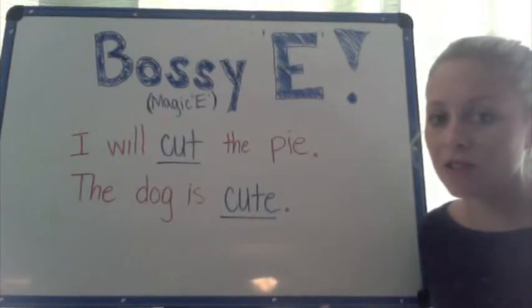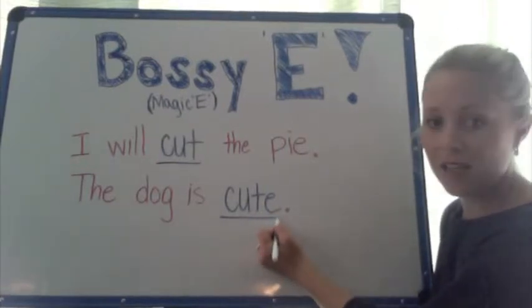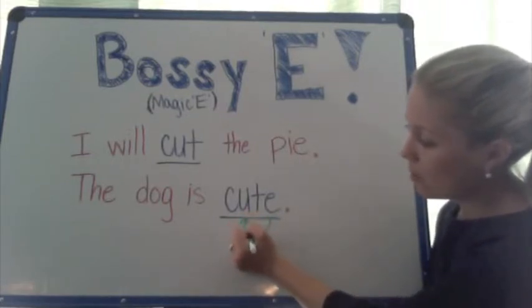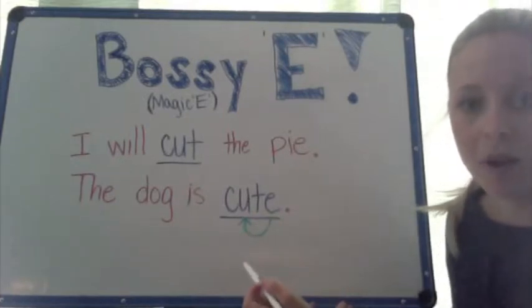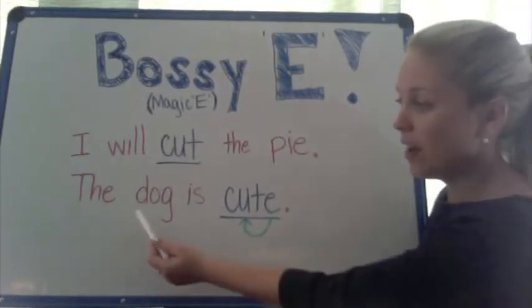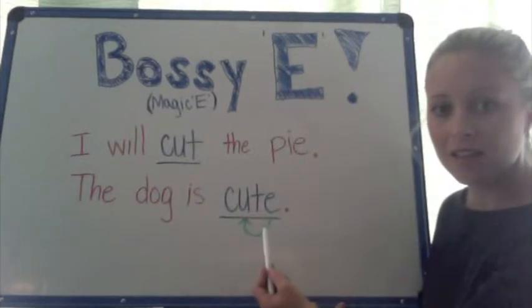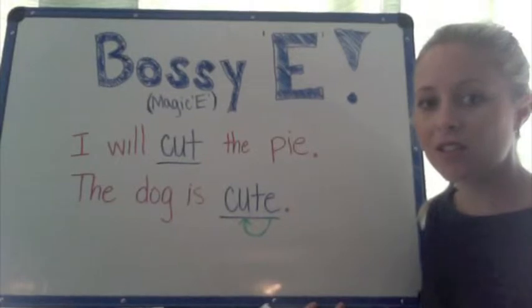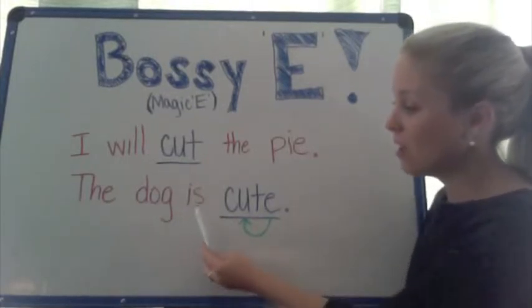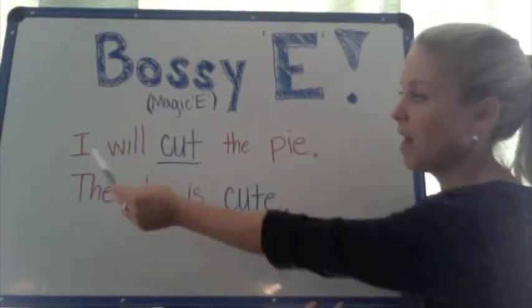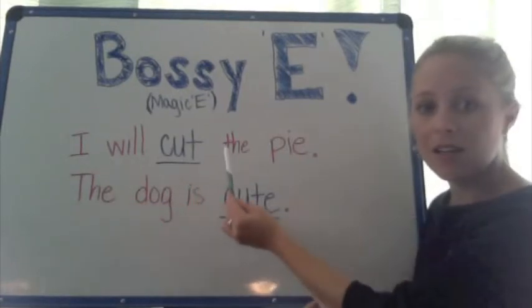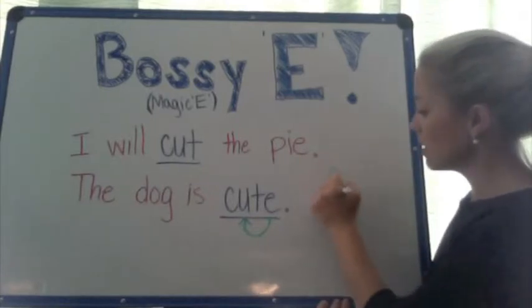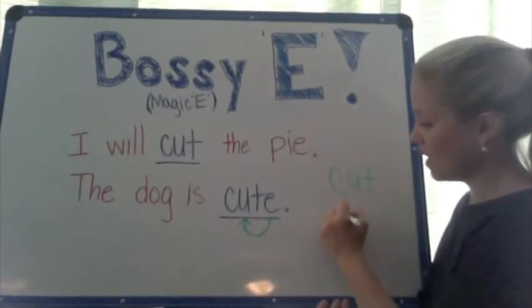So what we know to do is we underline that E and we skip over to the next vowel. So let's try this bottom sentence again. The dog is cute. And that E is tired, so we know the dog is cute. I will cut the pie. So our two special words are cut and cute.